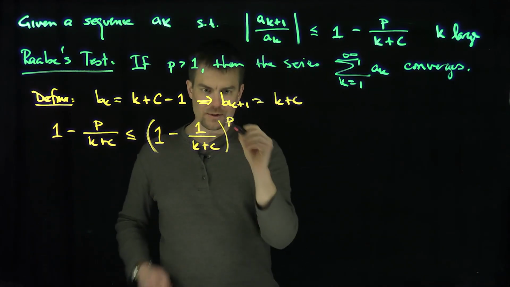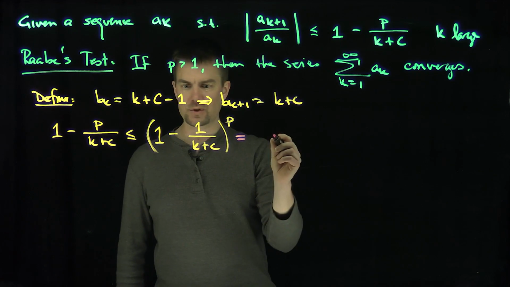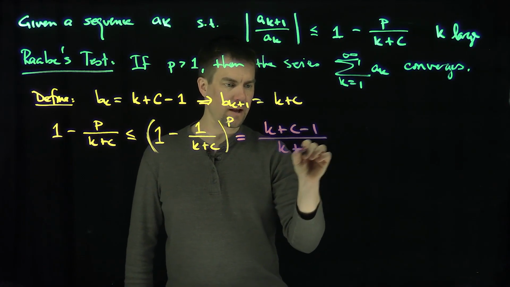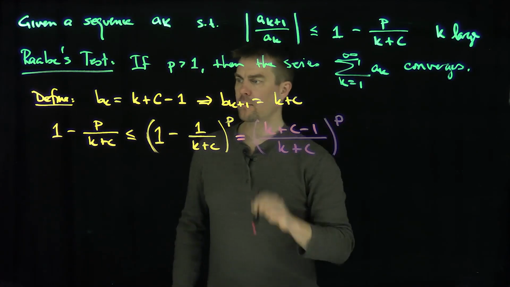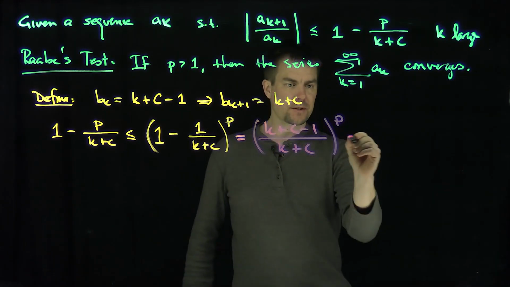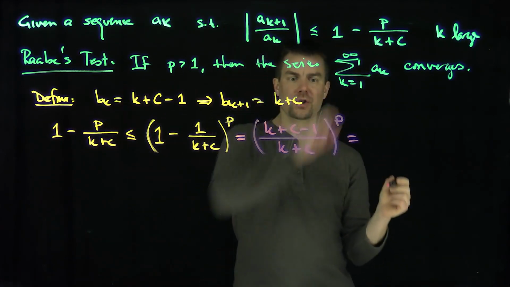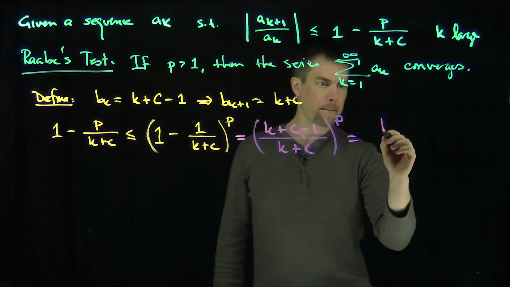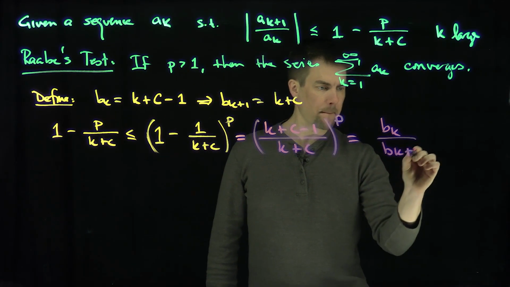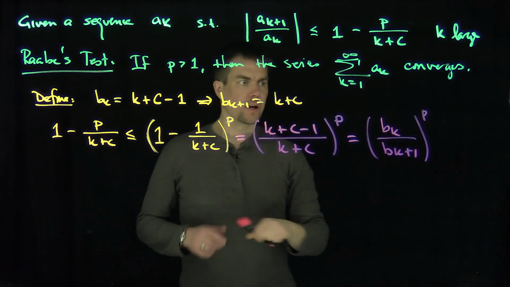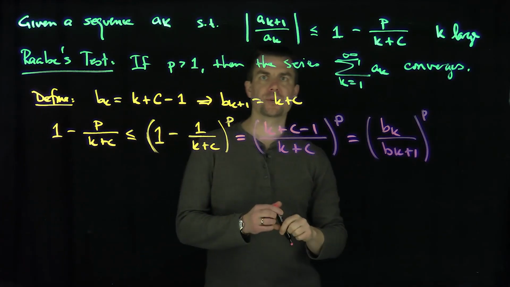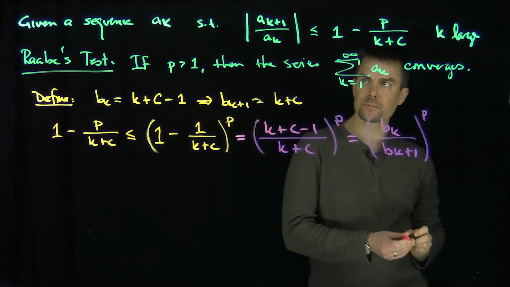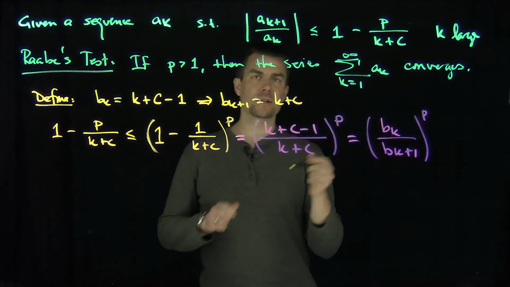So what will happen over here is that this is going to be equal to what? This is going to be k plus C minus 1 over k plus C, to the power p, right? And so this expression over here, by rearranging, is less than or equal to, the numerator is going to be my b_k, the denominator is going to be my b_{k+1} to the power p. And so we've just established over here that a_{k+1} over a_k is less than or equal to this expression, okay? So now, if I rearrange that, what does that say?